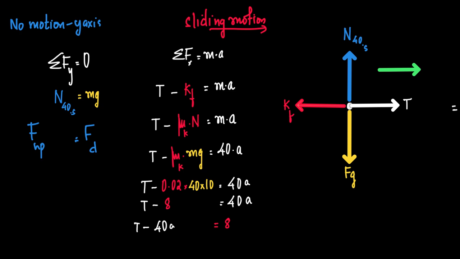Which means sigma Fx is equal to ma. What is sigma Fx? It is the sum of all the forces acting along the x direction. So how many forces are acting along the x direction? We have tension and kinetic friction.